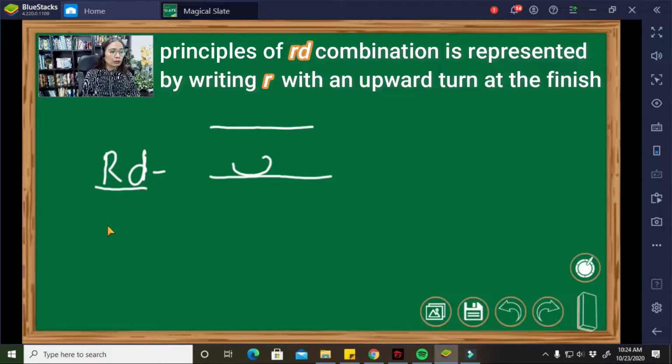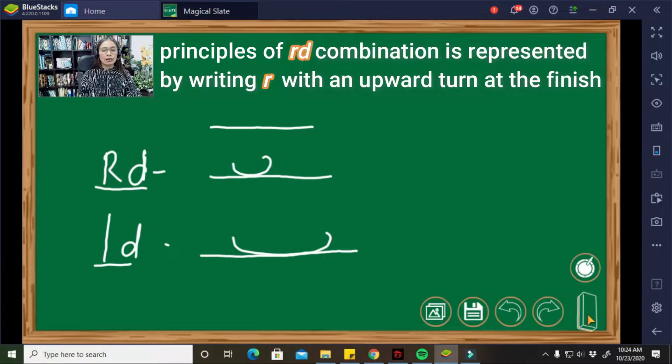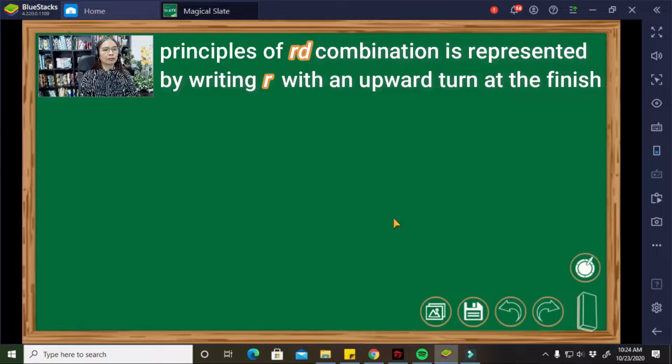In the same manner for LD, that's the same rule. We have to write an upward turn at the finish, or at the last symbol. This is your LD. So that is the rule. Now let's have an example.